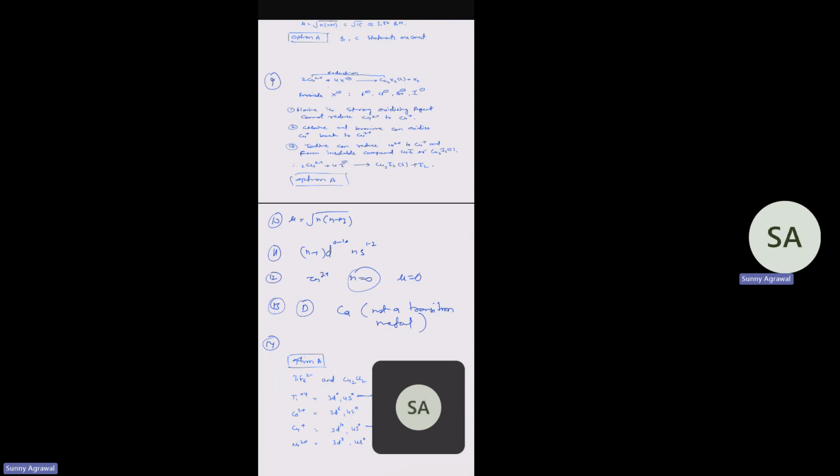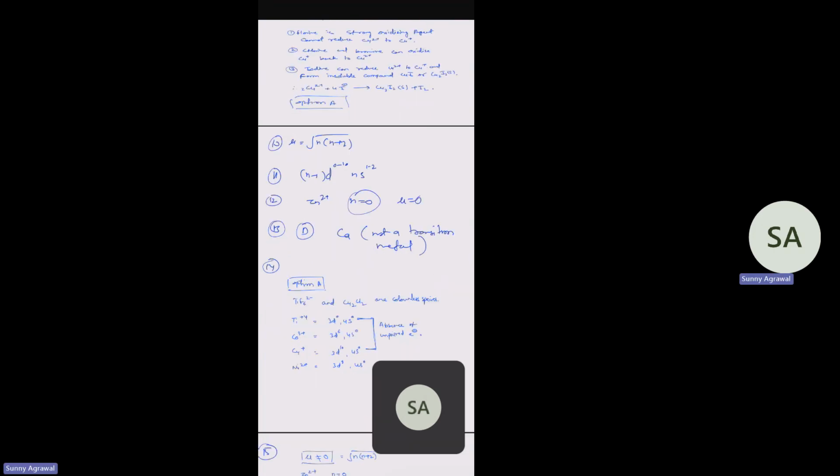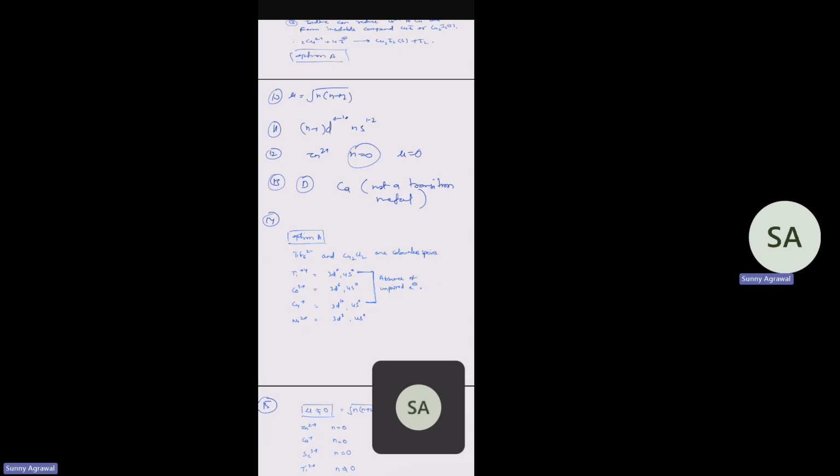Question number 10. Unpaired electrons, magnetic moment for transition element. So mu is equal to the square root of n(n+2), and its unit is Bohr magneton, BM. So option A is the answer. Question number 11. The general electronic configuration of transition element. Option C is the answer, where the general representation is (n-1)d 1 to 10 and ns 1 to 2.